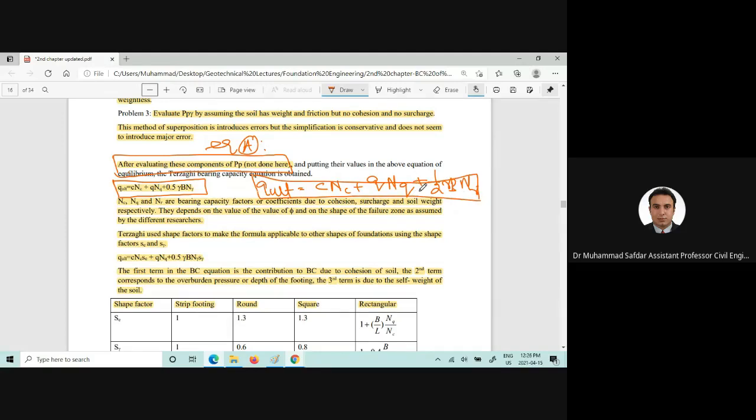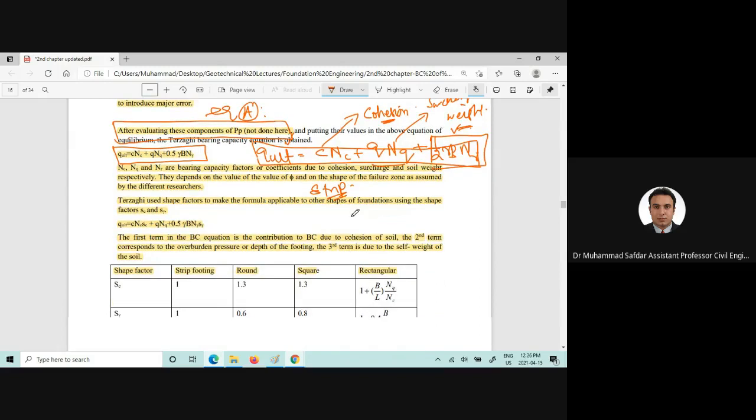Now we can clearly see in this equation that the cohesion of the soil is contributing to the bearing capacity of the soil. The surcharge pressure is also contributing to the bearing capacity, and also the weight of the soil is contributing to the bearing capacity of the soil. Now, this equation is for the strip footing.